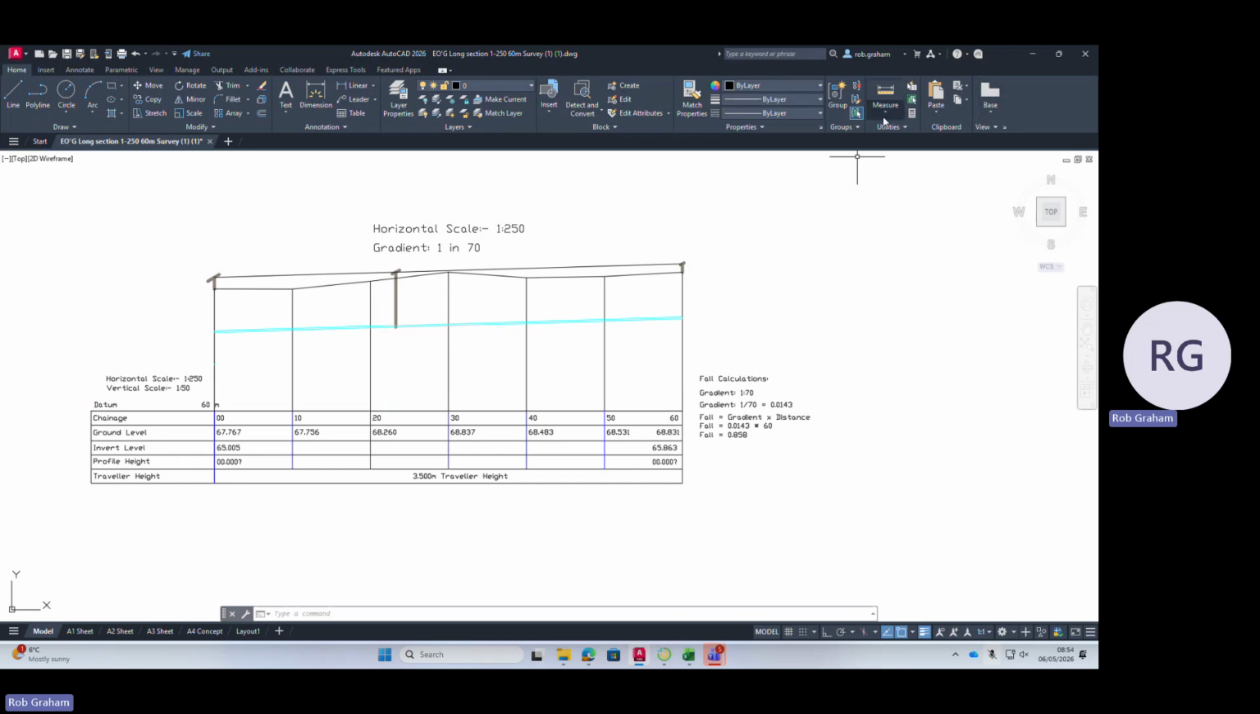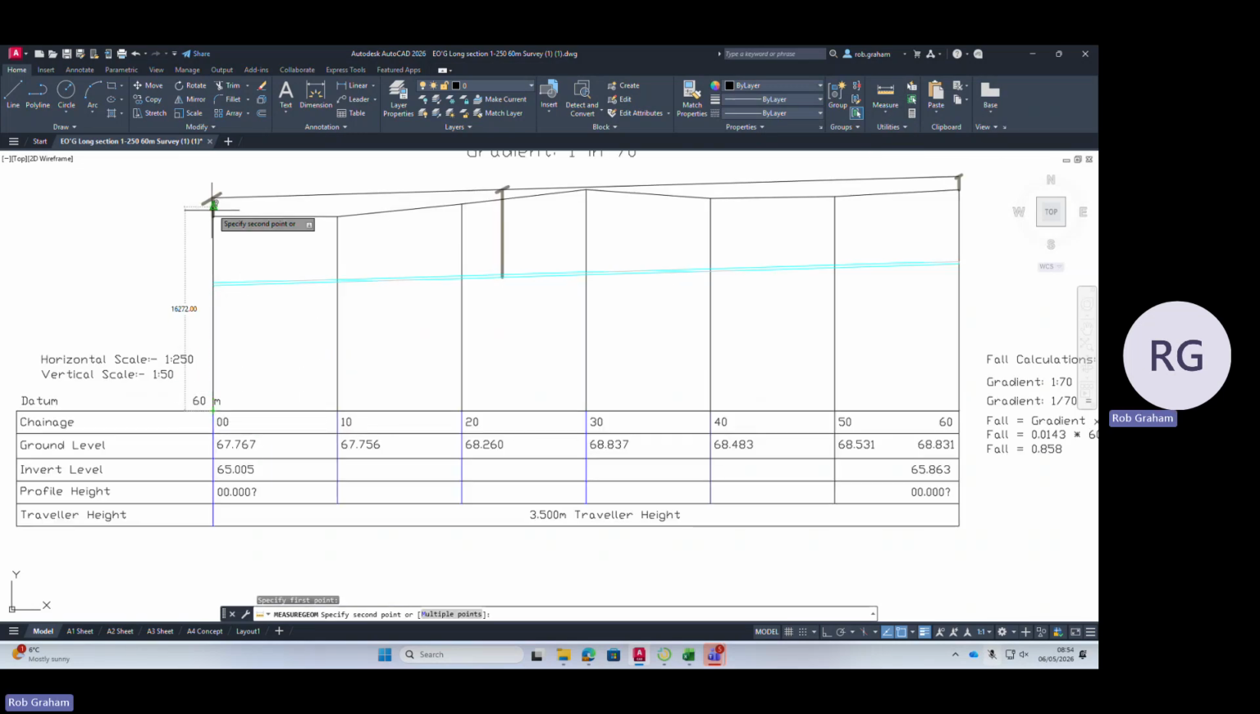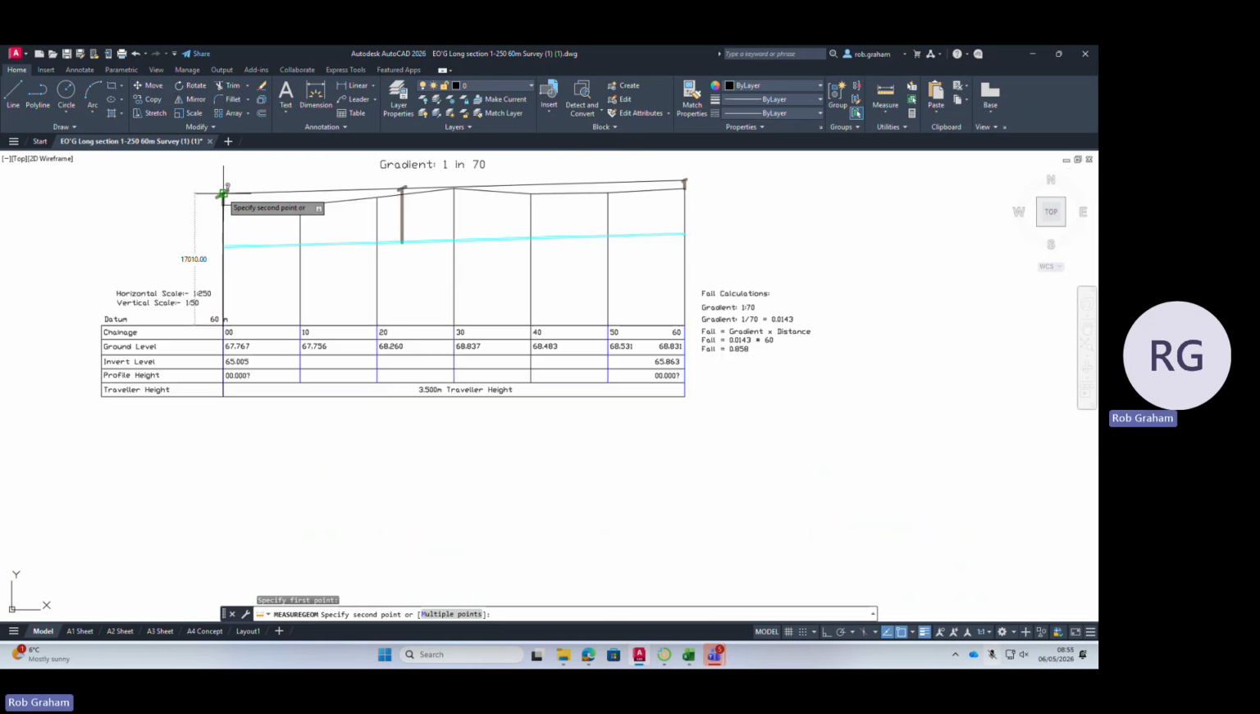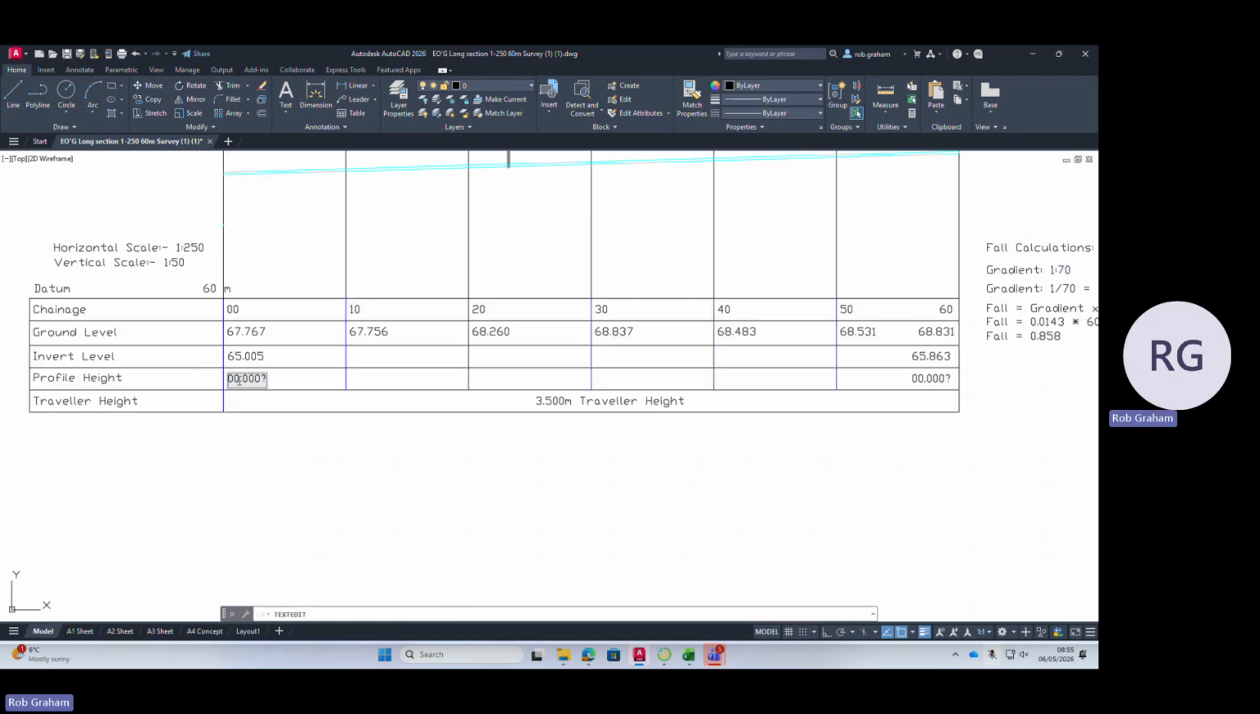Okay. So what we can do is measure our distance from the datum line to the top of the profile height. And we are getting 17.010. 17.010 divided by 2 is 8505. So we add 60 plus 8505. Sorry, 68.505 meters. Okay, so it's basically your invert level plus 3.5.